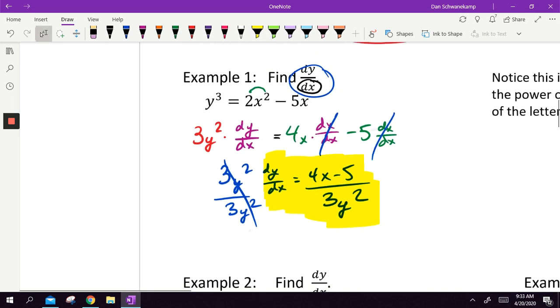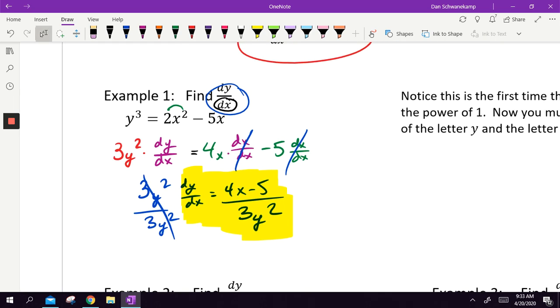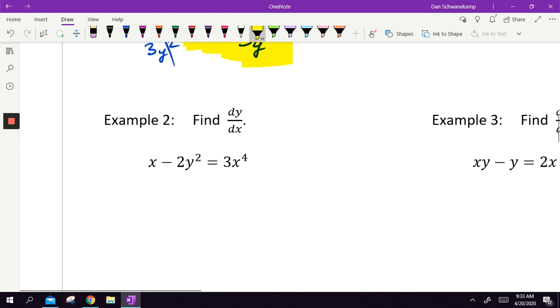So what did we do? Well, we just took the derivative like we always do. The only difference is when I take the derivative of 3y cubed, I wrote 3y squared with dy/dx, and then I got dy/dx by itself at the end. Okay, a little strange, but you can do that. Don't let that be overwhelming to you.